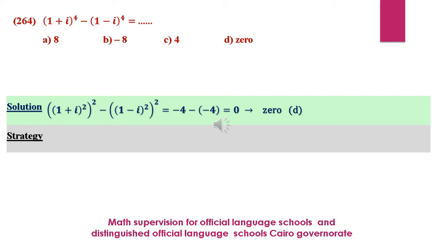First, (1 + i)^2 is the square of the first, the square of the second, and 2 times first times second, which means 1, negative 1, plus 2i. Squared again, we get 4 times i squared, negative 4, and the same for the second, negative 4, with a negative between them. So negative 4 minus negative 4 equals 0.